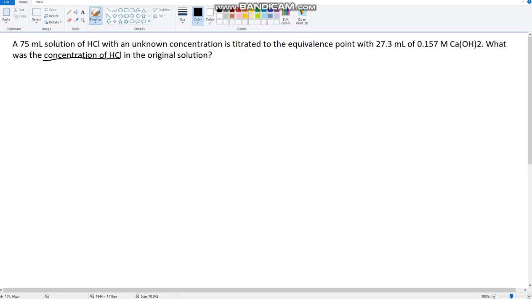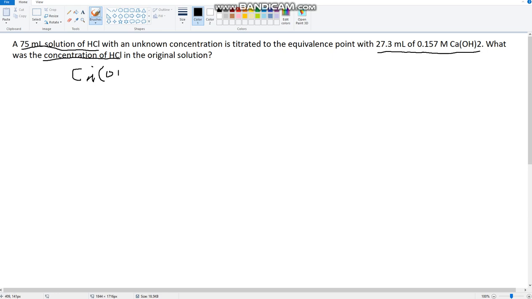So what we're gonna do is write down what we have for right now, which is 27.3 milliliters of calcium hydroxide and 0.157 molarity of calcium hydroxide. And we also know that we have 75 milliliters of hydrogen chloride. We will use that to write our equation first. So we know we have calcium hydroxide.